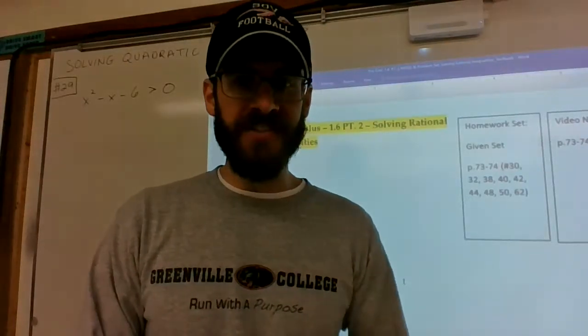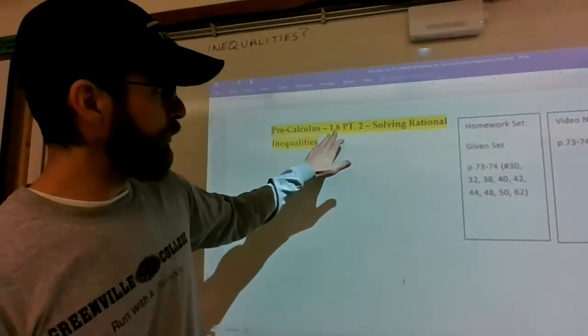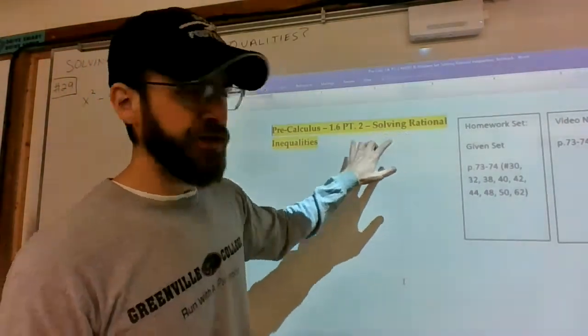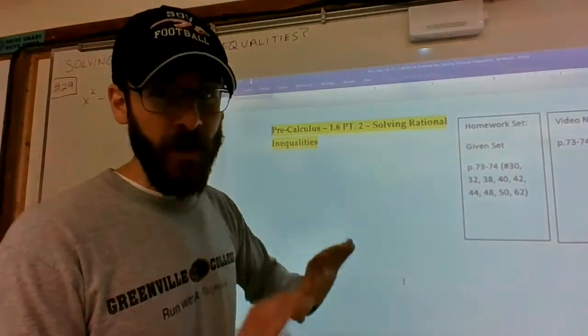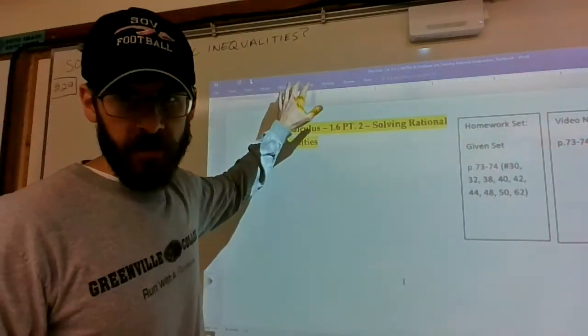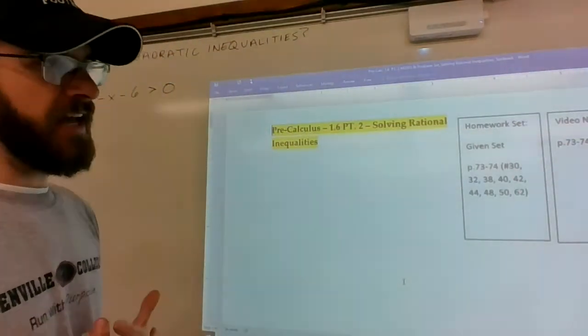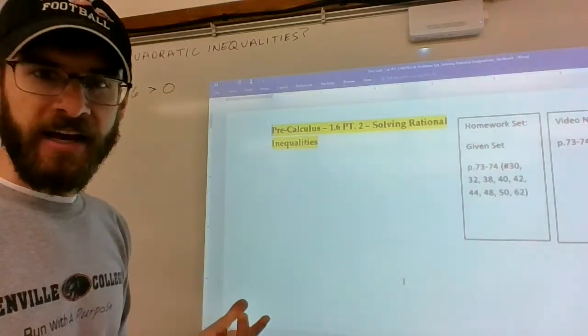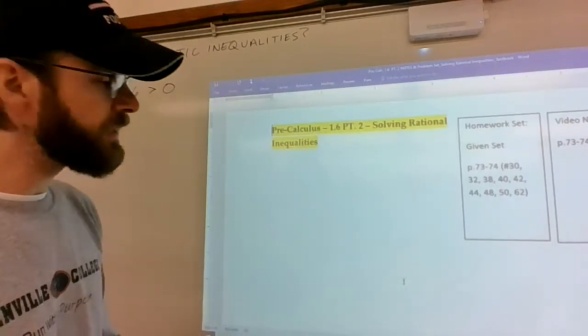Hey pre-calc, this is lesson 2 from section 1.6, and this is where we're going to get into how to solve not only rational inequalities, but also what happens when we have quadratic inequalities or even inequalities that just have a structure that's more complex than just single x's on both sides.